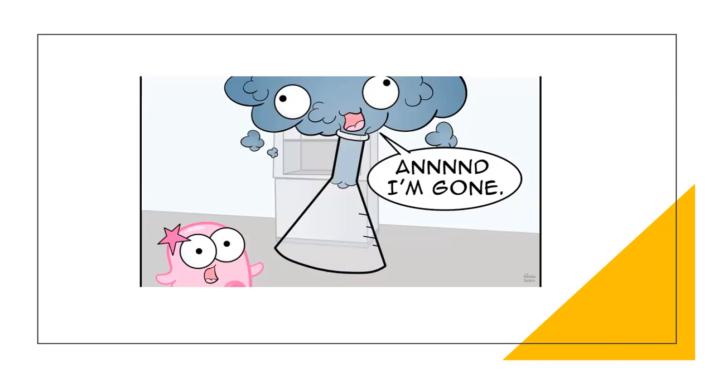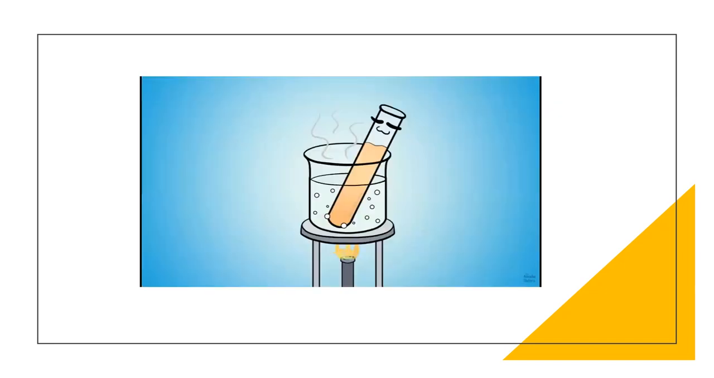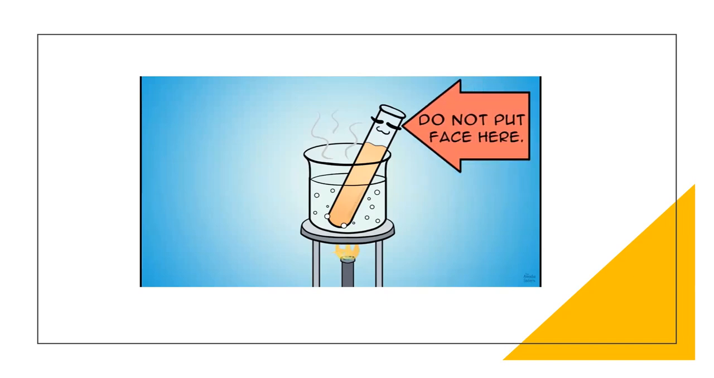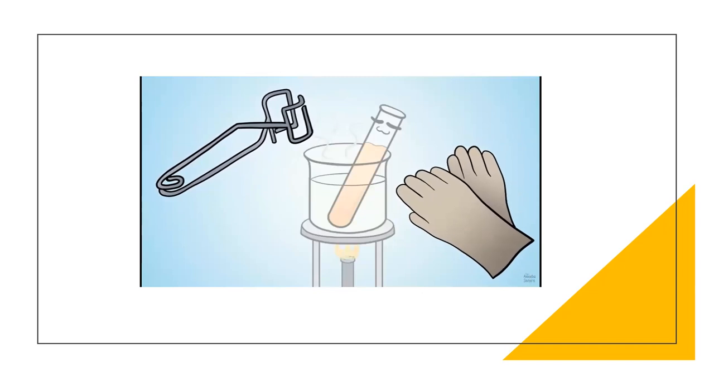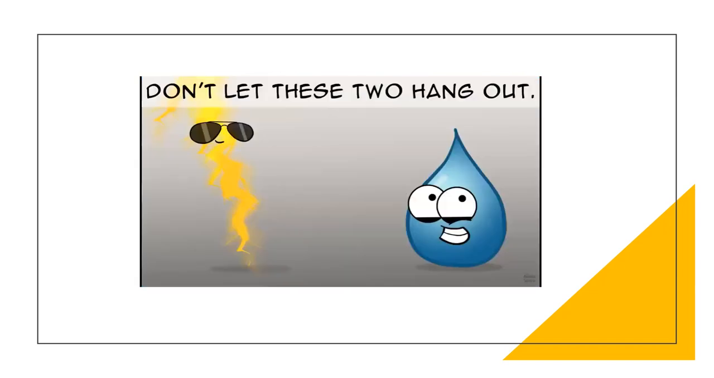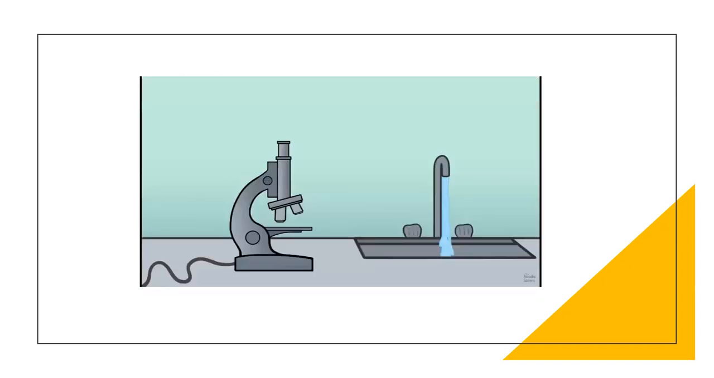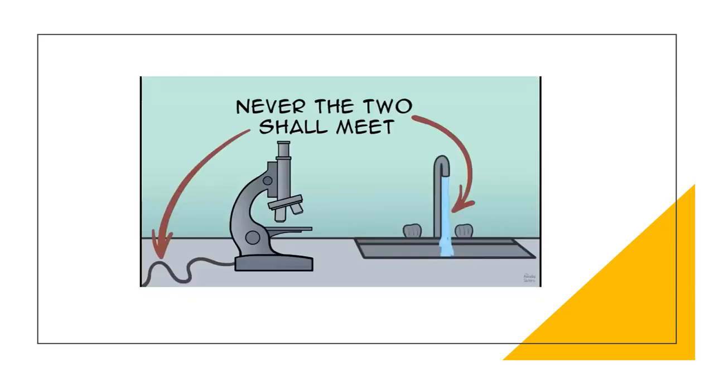When you're heating things up, like this test tube in a hot water bath, don't have the test tube pointed towards you. Use tongs or heat protective gloves to handle the test tube that you may be heating. Also, electricity and water are not a good mix. So when you're doing your super awesome microscope lab, you want to keep the water away from the electrical cord.